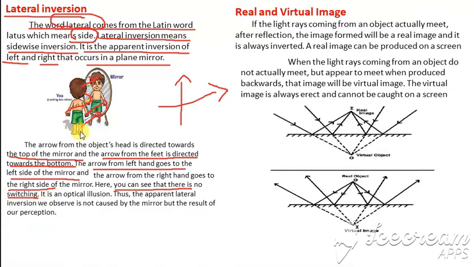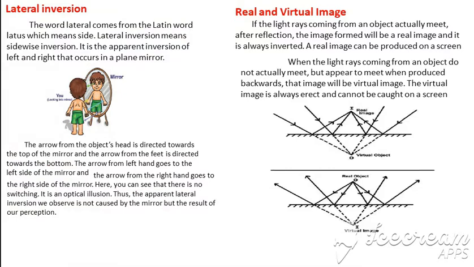Switching is reversing. Okay, it is an optical illusion. Thus apparent lateral inversion is not caused by the mirror but as a result of our perception. So because of the mirror, we are viewing it like that. Since the rays come directly to us, following straight, we are able to view in that way. That is called a lateral inversion.